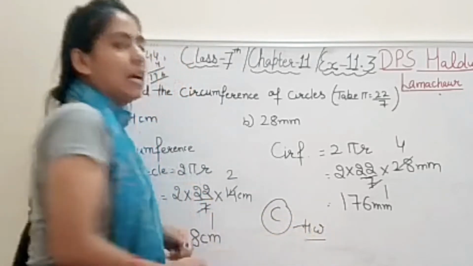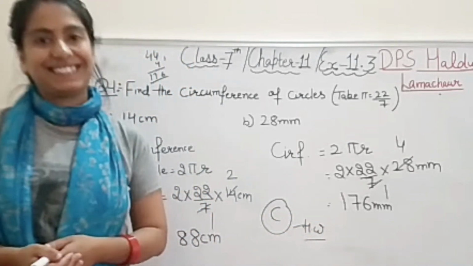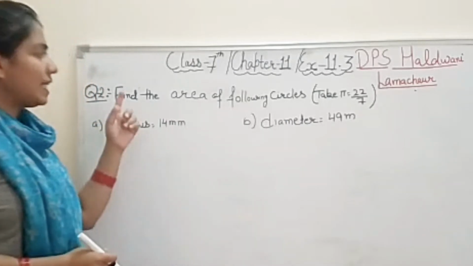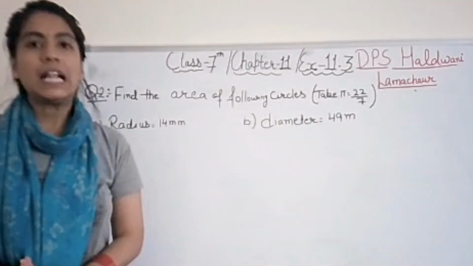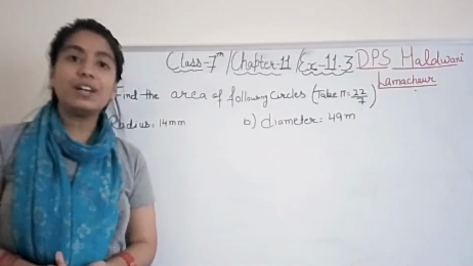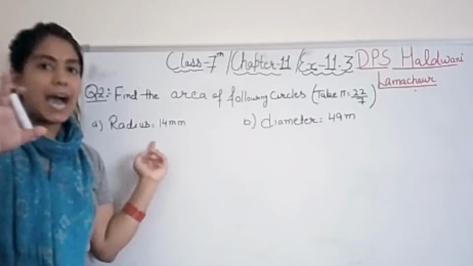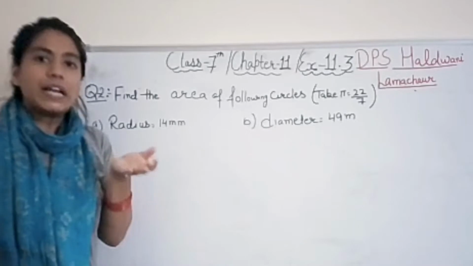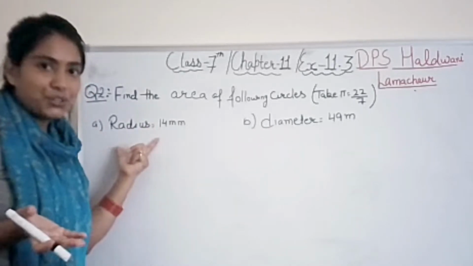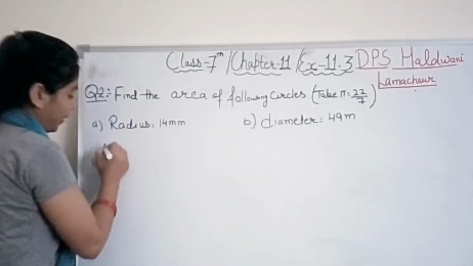So now coming to our next question. For question number 2, students, find the area of the following circle. Now area you have to find out. So area of a circle is pi r square. So r is radius. Radius is mentioned to you, so directly put the value.